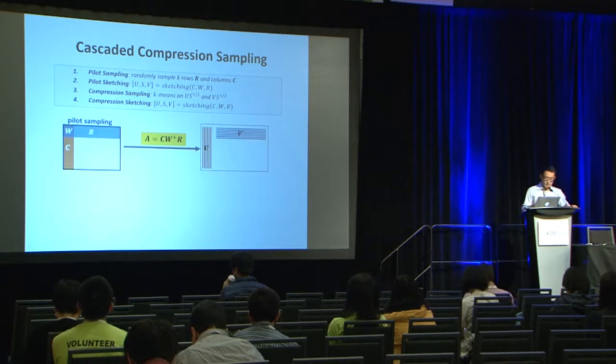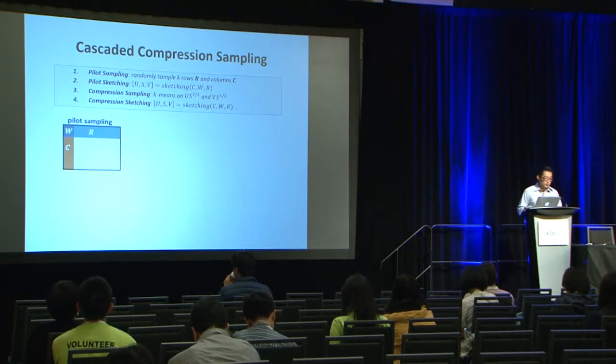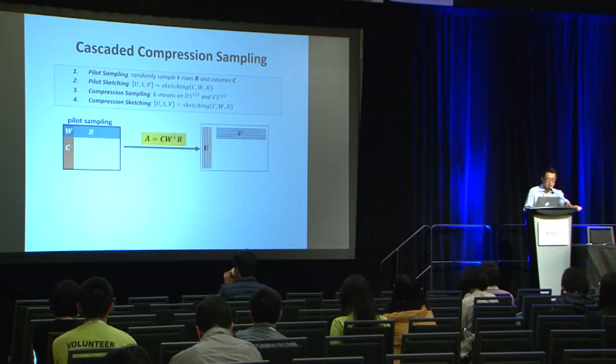Okay, which we call a cascaded compression sampling. It has two rounds. The first round is called pilot sampling sketching, which is used to generate a very, very coarse representation. And the second round is called follow-up sampling and sketching. Basically, we'll first randomly select a subset of rows and columns from the input matrix, and then we apply the generalized Nystrom method, and we will further orthogonalize the columns and rows.